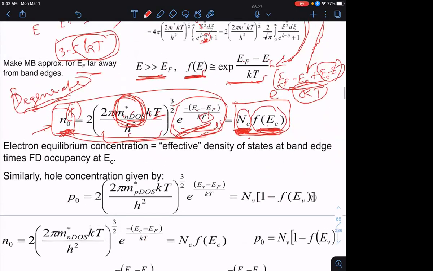For the valence band, similar results, except that instead of F of E, I'll have to multiply by 1 minus F of E. So now I get an effective mass in the valence band times e to the power EV minus EF over KT. So you'll see that you have a change of sign. So in the conduction band, it's minus EC minus EF over KT, while in the valence band, it's plus EV minus EF over KT. Okay, so that's a sign change over there. So this is nothing but the effective density of states in the valence band times the occupancy factor by holes.